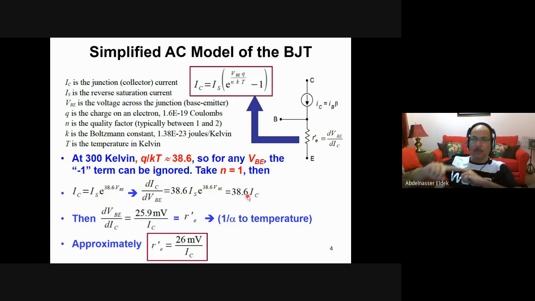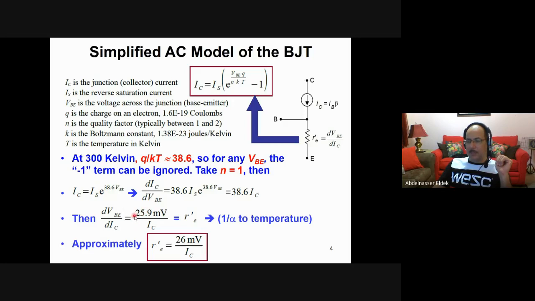So now the differentiation dIC by dVBE equals this here. But we need the opposite, dVBE by dIC. Then we have to flip this. When you flip this one, we flip this one also, like this. So now dVBE by dIC equals 1 over this. Then you can change this one to 1000 and make this answer in millivolts.